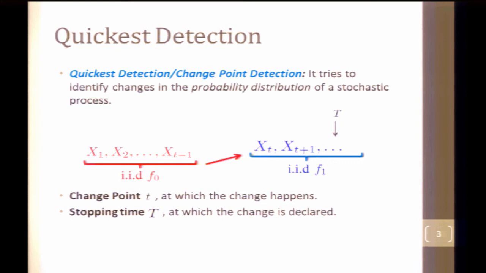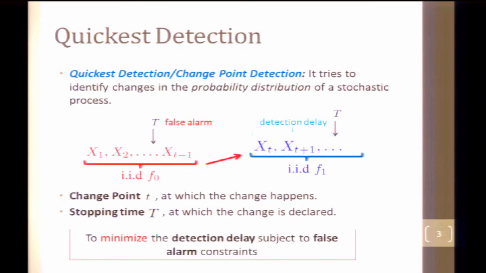Then the difference between the time this change happens and the time you raise the alarm is the detection delay. So detection delay is not starting from 0. It's measured from the time the change happens to the time you raise the alarm. On the other hand, if you raise the alarm before the change happens, then it's a false alarm. So our goal is to minimize this detection delay, subject to a certain constraint on false alarm. I don't want to raise a false alarm too often. At the same time, I also want to minimize the false alarm rate.